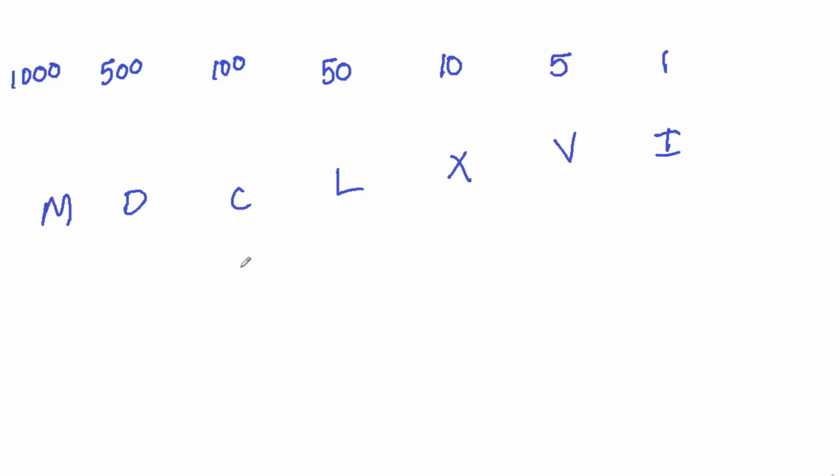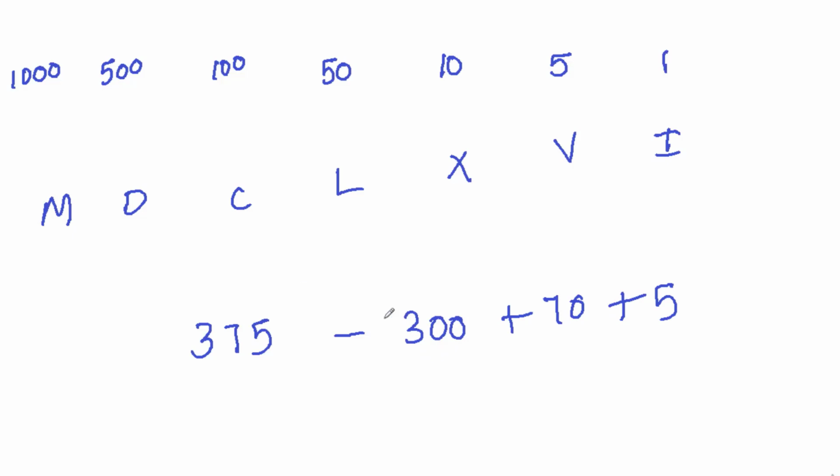Okay, based on this we can form different numbers. For example, if I want to write 375, what should I do? It is 300 plus 70 plus 5. Okay, how will you write 300? We can write 100 3 times. Yes or no? How can I write 300? It is C. I am repeating this 100 3 times. And 70. So how can I write 70? We have to write 50 plus 10.